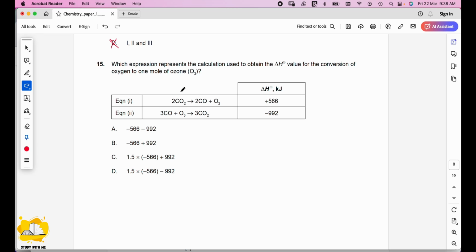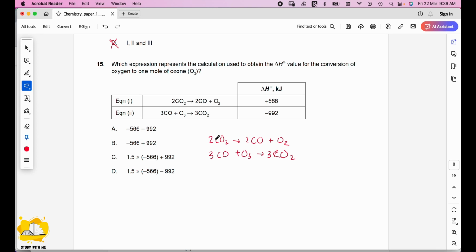And for number 15, it's how you calculate to obtain the conversion of oxygen to 1 mole of ozone. So let me write the equation back so you guys can see how the calculation is done. So 2CO plus O2, and 3CO plus O3, 3CO2.